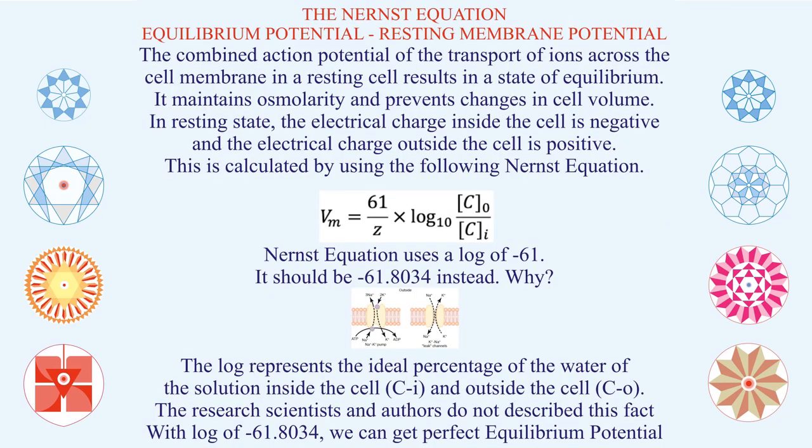Now, this was the topic for the last video, which is the Nernst equation to find equilibrium potential and resting membrane potential. As I told you, log of 61 was used, and I would say log of 61.8034 will be more accurate. But in this particular picture, I've also brought another picture down, which is the representation of the sodium potassium ATP pump. And in that you can see for 3 ions of sodium from inside the cell, when they move out, only 2 potassiums can go inside.